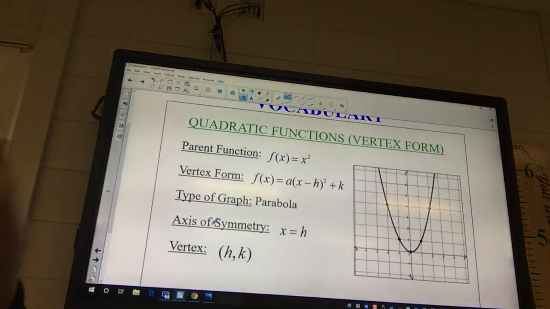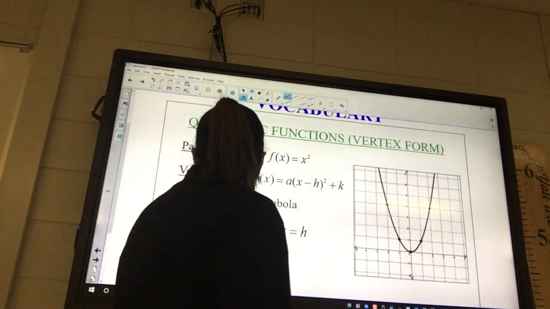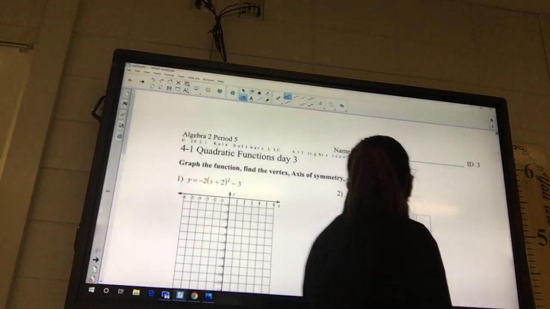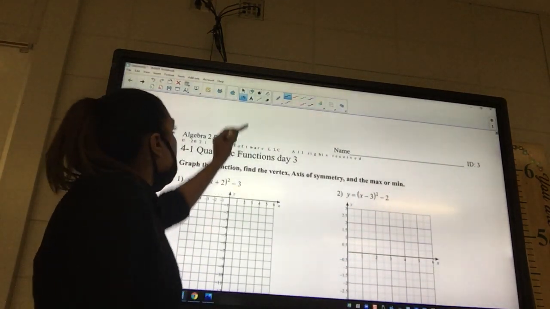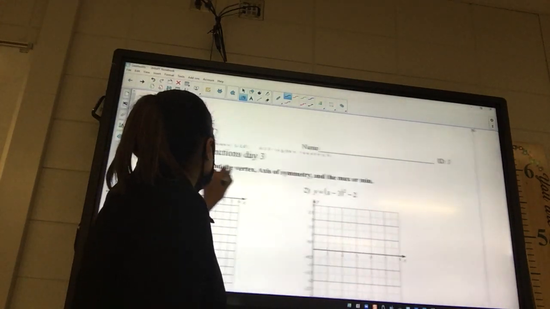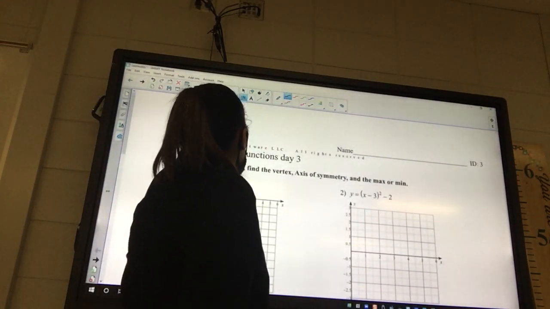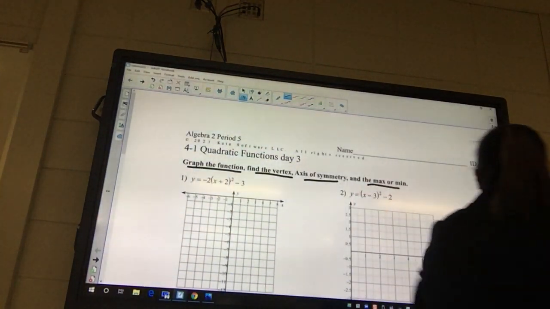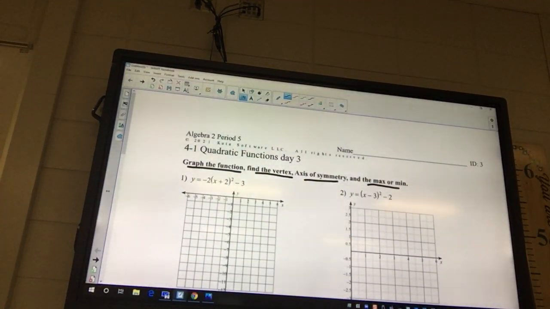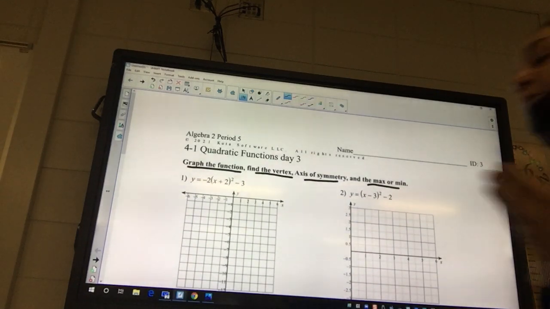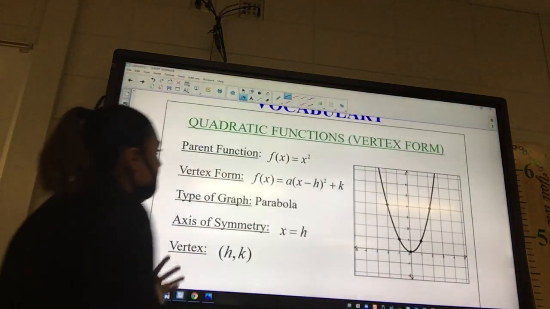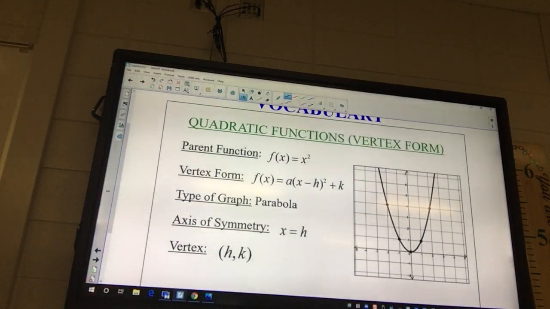Okay, so we are going to continue graphing quadratics today. However, there is a difference with today's, okay? The instructions are different. They want you to graph the function, find the vertex, the axis of symmetry, and if it has a min or a max. Okay, so if we were to look at this first one, obviously we can graph the function. We've learned how to do that.